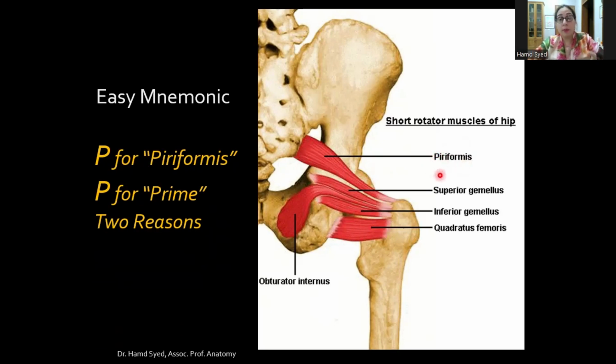Now, why is it a prime muscle? Because it is used as a landmark for the identification of structures which are passing through the greater sciatic foramen. We always summarize them as structures passing above the piriformis and structures passing below the piriformis. The other point to remember is that P is for prime: the most superior muscle location-wise is the piriformis when we are considering the short rotator muscles of the hip.